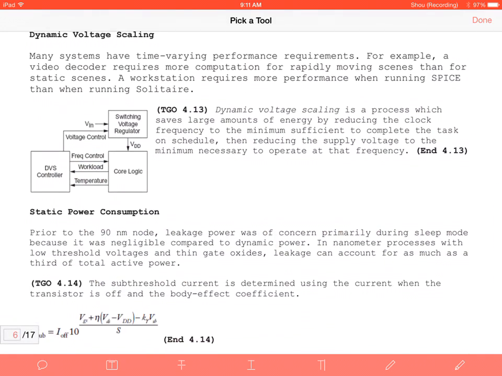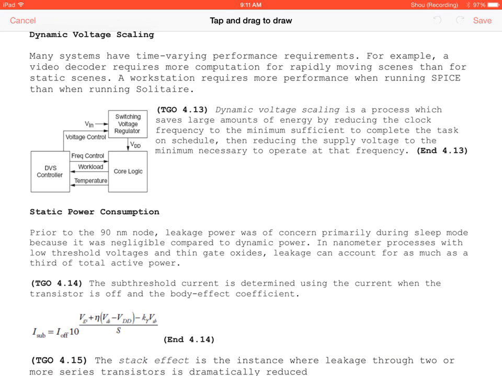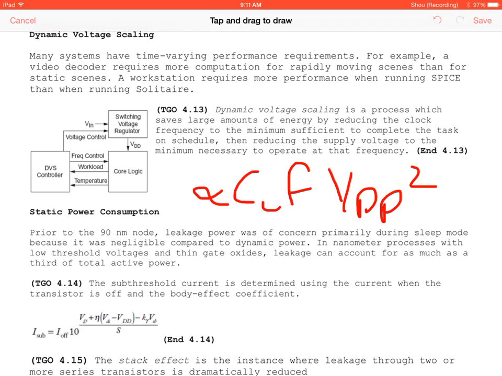And the last thing we talked about last lecture was dynamic voltage scaling. So since we know that dynamic power is the switching factor times the load capacitance, frequency, and VDD squared, the two things that we can try to regulate in real time are the frequency and the supply voltage.